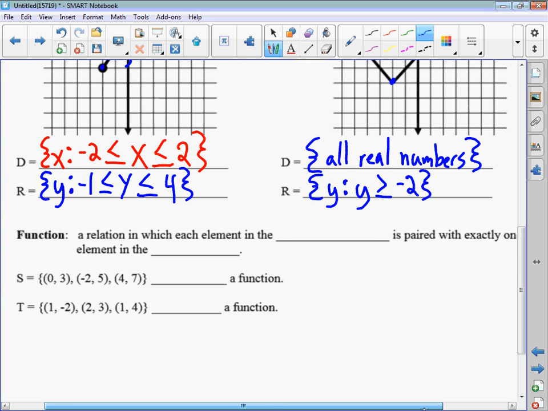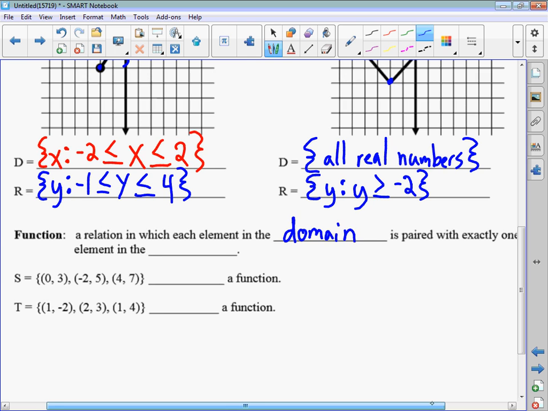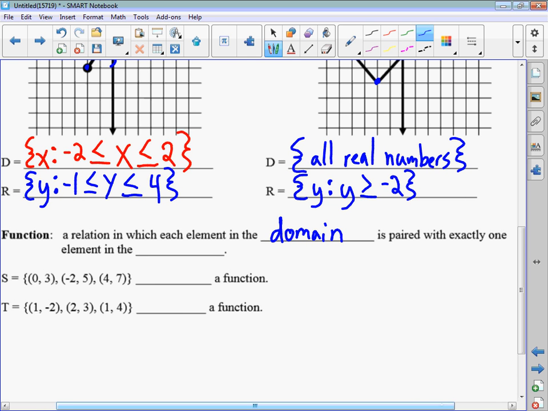Looking here, we have a function. What is a function? A function is a relation in which each element in the domain is paired with exactly one element in the range. And what this means is that the domain cannot repeat.